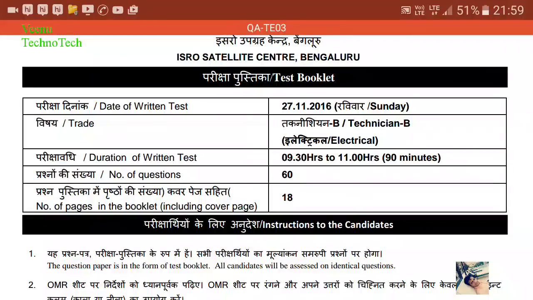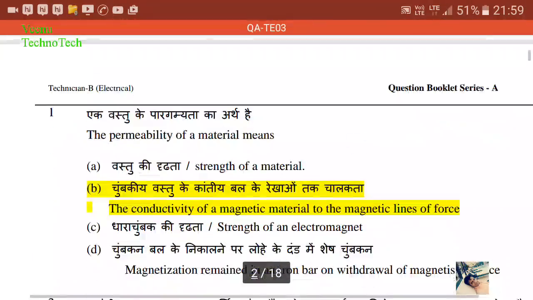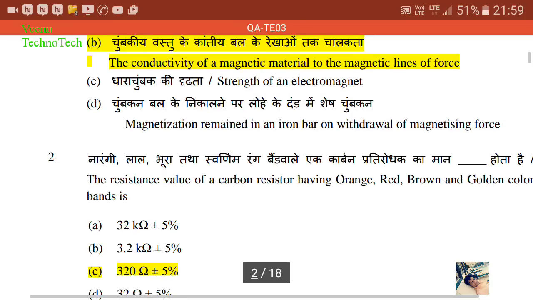Today I will discuss the Technician B Electrical ISRO recruitment paper conducted on 27 November 2016. So let's come to the first question. First question is the permeability of material. The conductivity of magnetic material to magnetic lines of force. So correct answer is B.